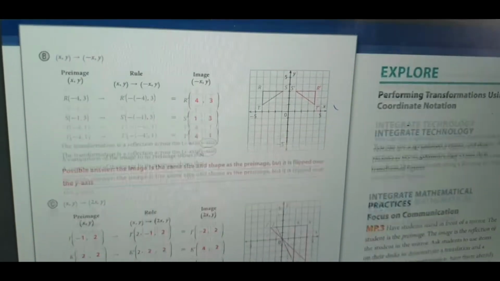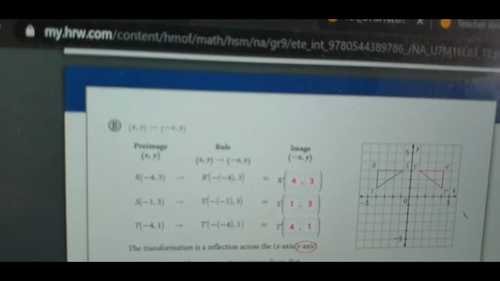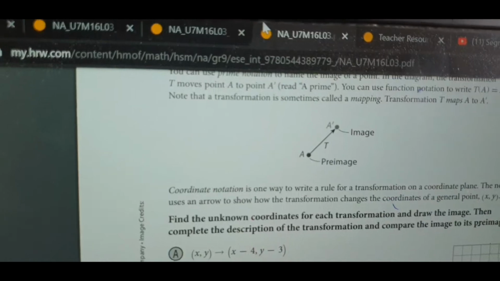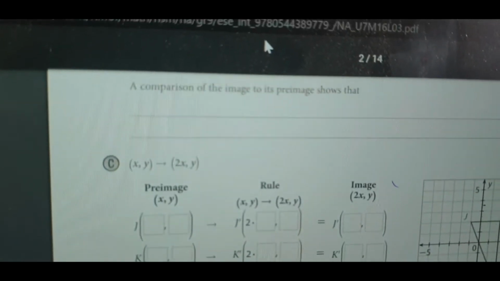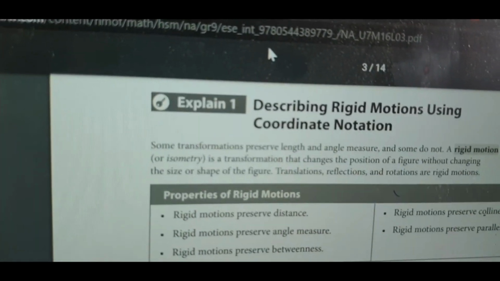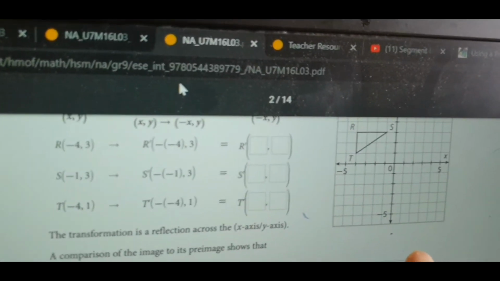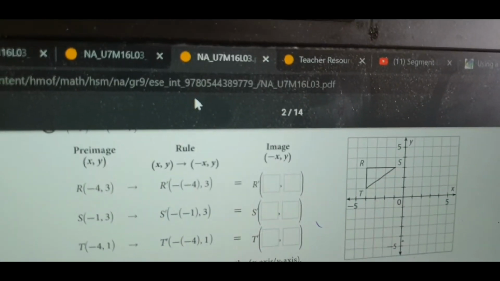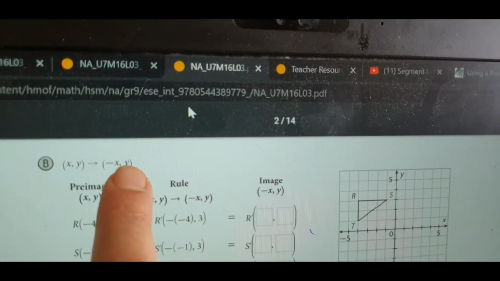I'm going to do question B with you. Question B. Again, going to the student edition. In question B, you have this is your image, this is your pre-image, and this is the transformation that I should apply, that x and y will become negative x and y.